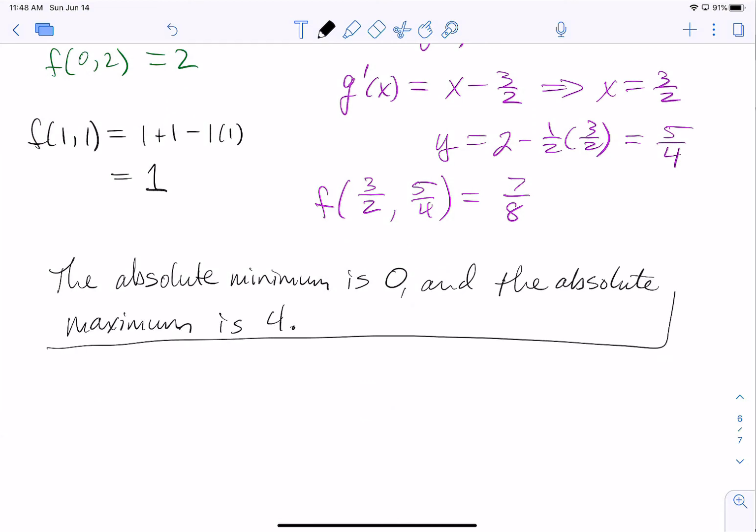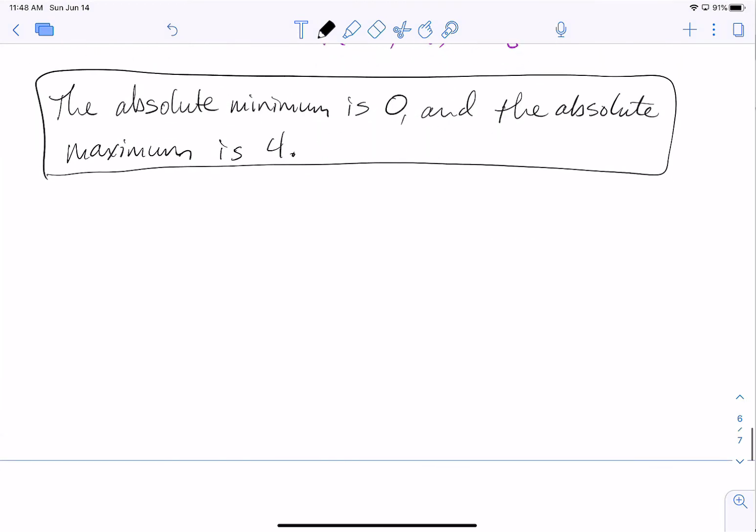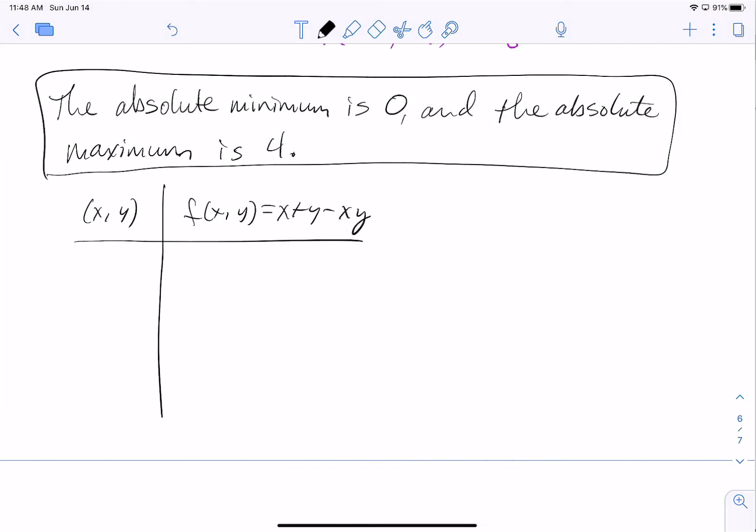Now I've laid this out in such a way that it's all over the place. A different organizational structure would have been to set up a table, x y, and then f of x y, which is x plus y minus xy, and jot down all of the information that we had. (1, 1) was a critical point. This is a point, x y is a point, not a number.